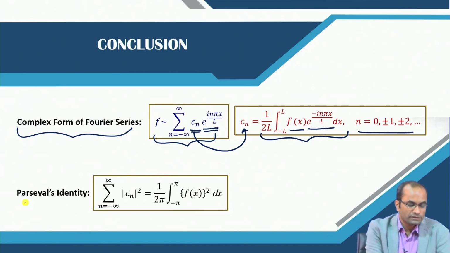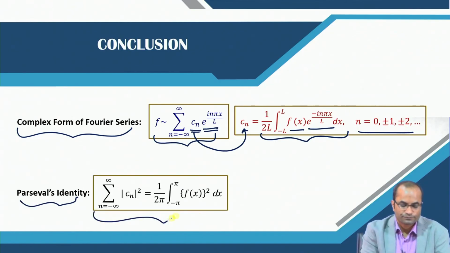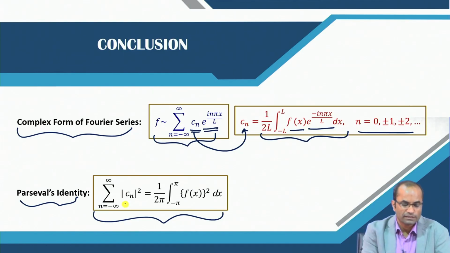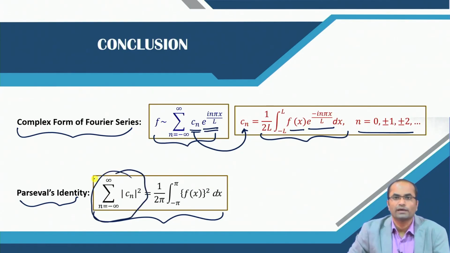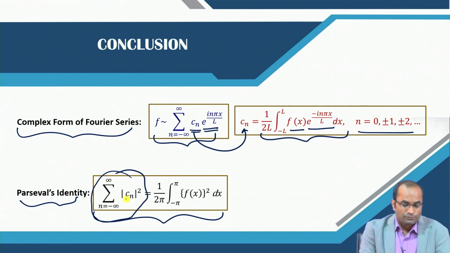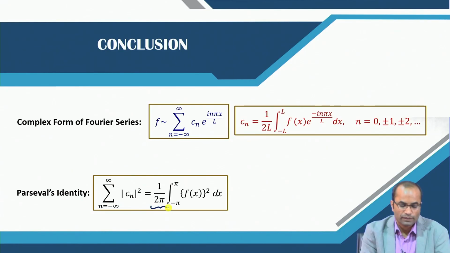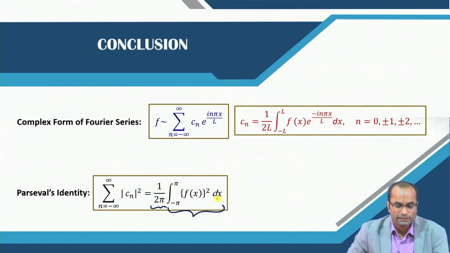We have also discussed Parseval's identity and used it for computing the sum of a series. The Parseval identity was: the sum of the squares of the absolute values, or the modulus, of C_n, the sum being over minus infinity to plus infinity, equals on the right hand side 1 over 2π times the integral from −π to π of f(x) whole squared dx.